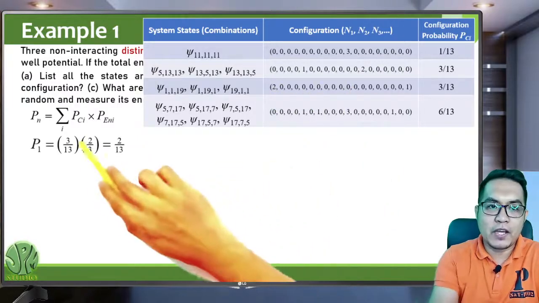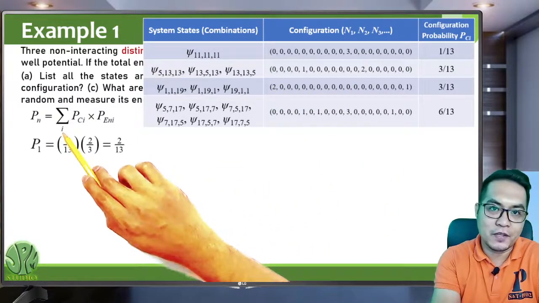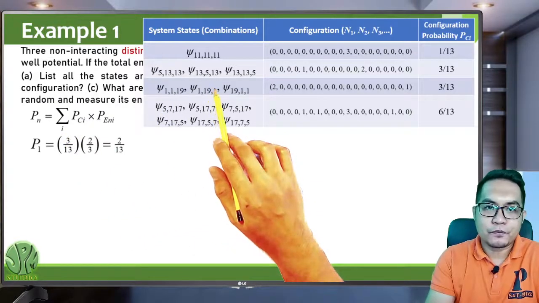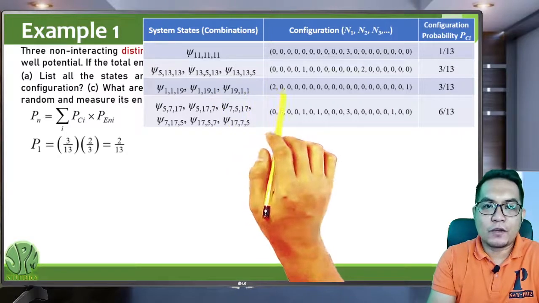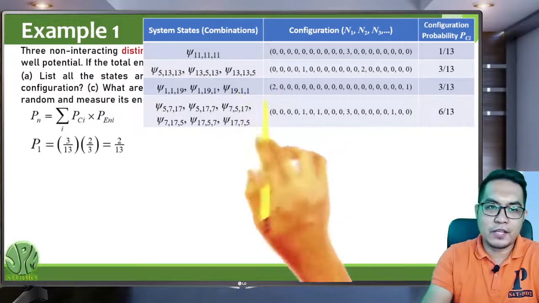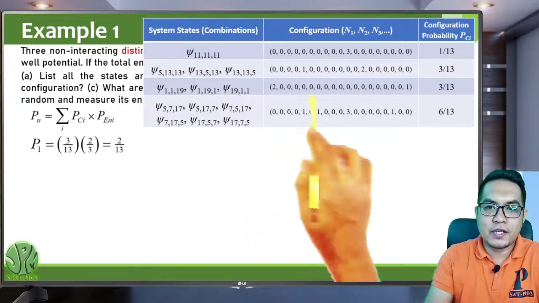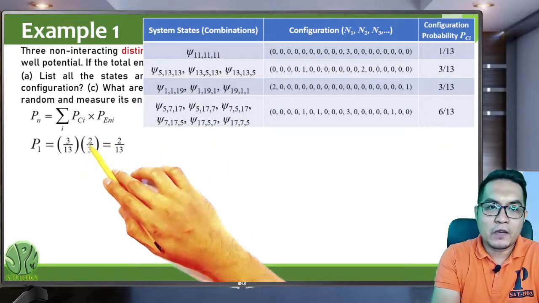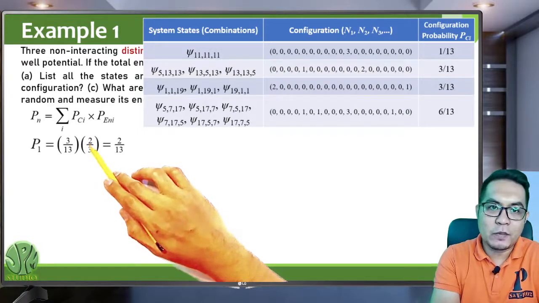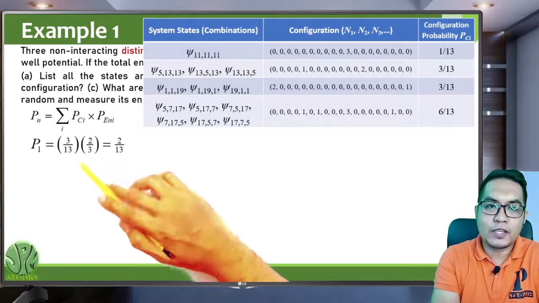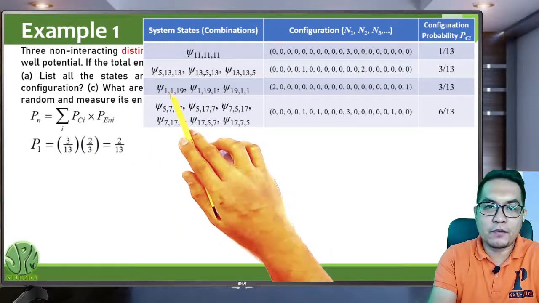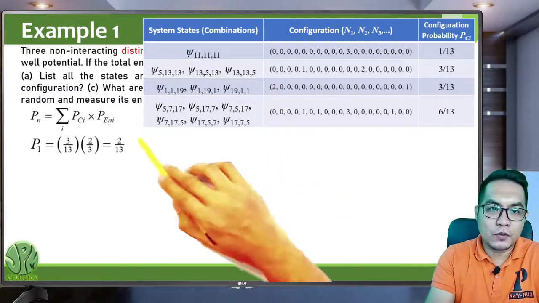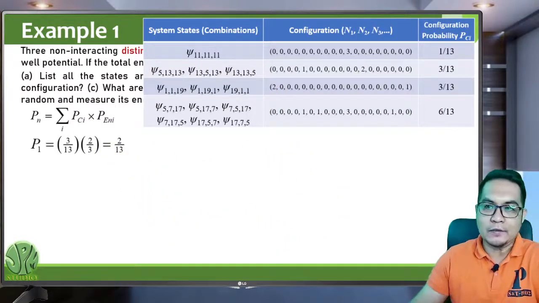For E1, you will notice that there's only one configuration. Take note, this is a summation over all i, where i here is the configuration. You sum over all the configurations. Since E1 is only present in one configuration, the third configuration, the probability of this configuration is 3 out of 13, multiplied by the probability of getting En in that configuration. That's basically just the occupation number over the total number of particles. The occupation number for psi 1 is 2, divided by the total number of particles, 3. So 2/3, and you will get 2 out of 13.